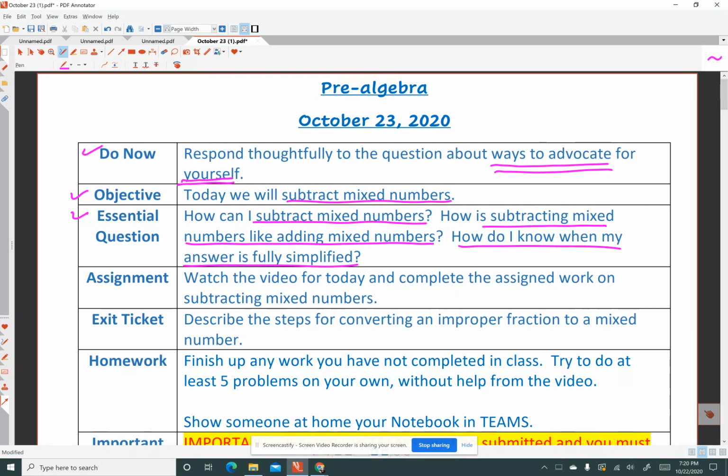That's important. So we will watch the video and we will complete the assigned work on subtracting mixed numbers. Always make sure you read all of the directions because there's important information there. Our exit ticket will ask us to describe the steps for converting an improper fraction to a mixed number. And for homework, just finish up any work you have not completed in class and try to do at least 5 problems on your own without help from the video. I know you can do it. I'd love you to show someone at home your notebook in Teams so they can see what you're doing.